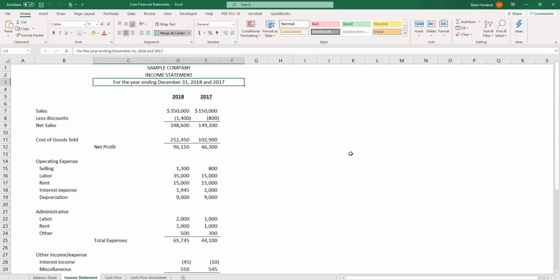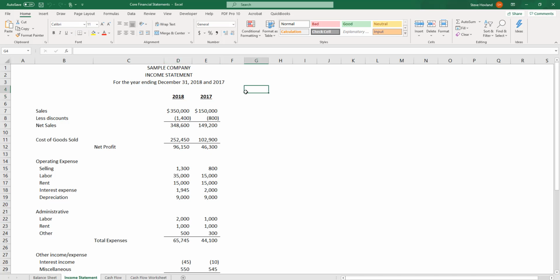So back at the top, let's look at the very top. Remember what we said about the difference between the balance sheet and the income statement on the date aspect. The balance sheet is a point in time. The income statement is a period in time. And in this case, as you can see, it says for the year ending December 31st, 2018 and 2017. So what that tells the user of these financials is this amount in this 18 column, this amount in this 17 column is for 12 full months.